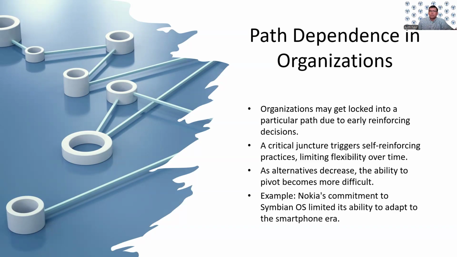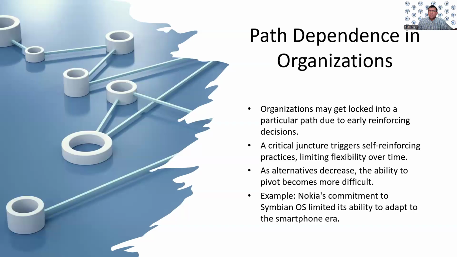And a critical juncture occurs when the organization commits to a specific approach. And this triggers the self-reinforcing practices where investment and market position oftentimes deepen the reliance on that chosen path. And over time, alternative strategies disappear, making pivots more complex and costly.